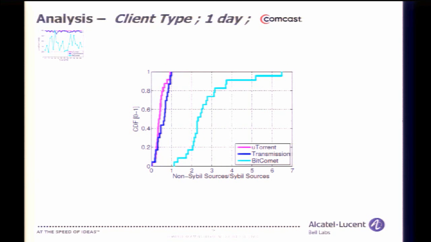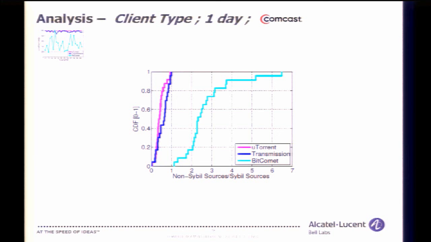So we now introduce a very simple metric, which is just the ratio between the non-Sybil sources and the Sybil sources. What we saw before in the plot, now we're just plotting the ratio. What you see here is that uTorrent and Transmission have very similar behavior. Most of the time it is more than 1, so you have more Sybil sources than non-Sybil sources. But for BitComet, it's exactly the opposite. Most of the time, you're getting more sources from other peers than from us. That means that we're not really capturing all the announce messages.